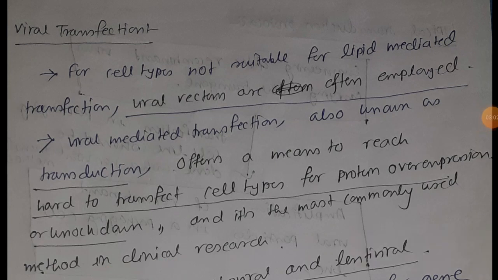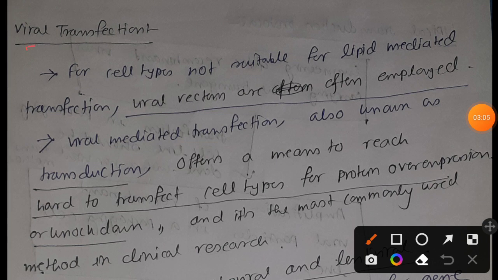In that slide we have learned the definition of viral transfection: a type of gene delivery system mediated by virus that helps you to transfect those cell types that cannot be transfected with the help of other gene delivery systems. Expression of protein in those cell types is nowadays possible because of viral transfection, and it is mostly used for clinical research purposes.